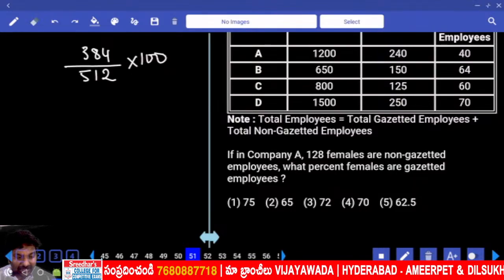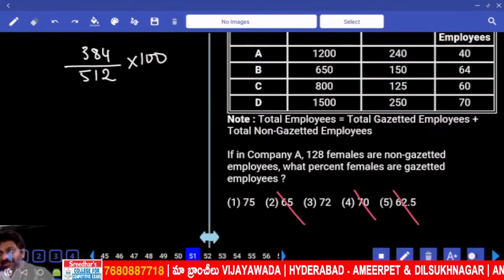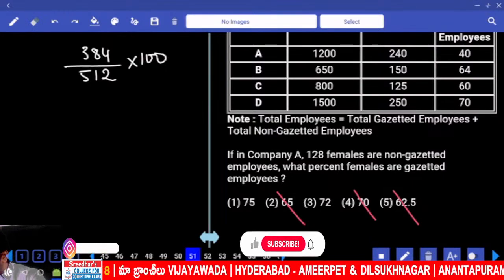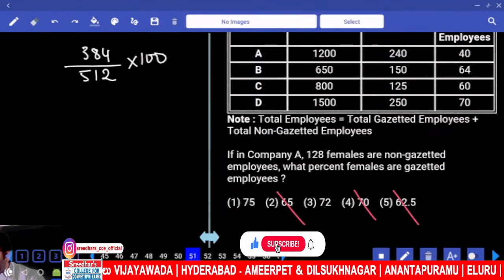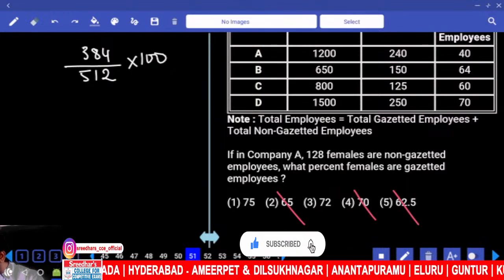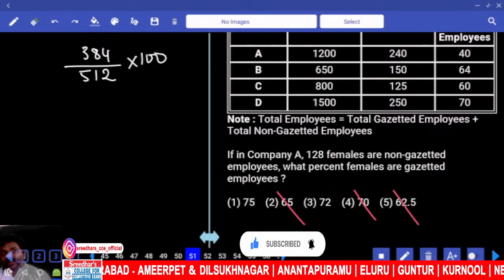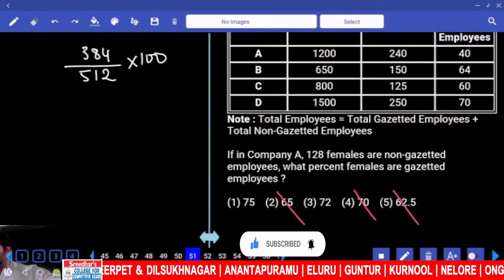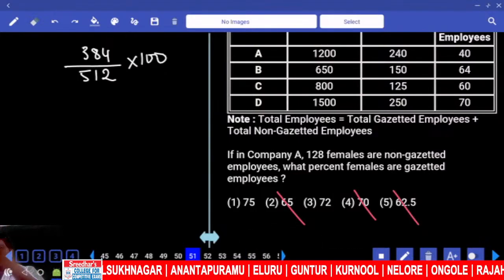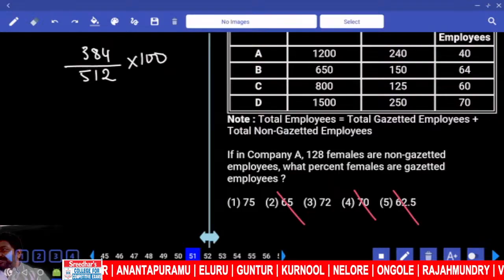Either it is 75 or it is 72. When you have 2 options, either you prove one is right or you prove one is wrong. Out of 75 and 72, which is easy to calculate? How? It falls in the 3 multiple.